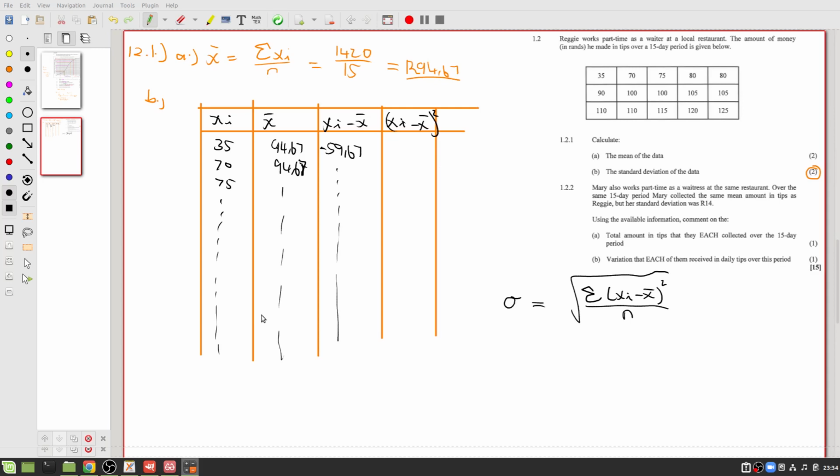We get 3. Wait, actually, let's first check if 59.67 is correct. So 35 minus 94.67. 59.67. Okay, that's right. And then we want to square that. So 3560.